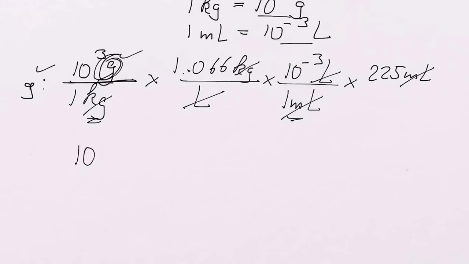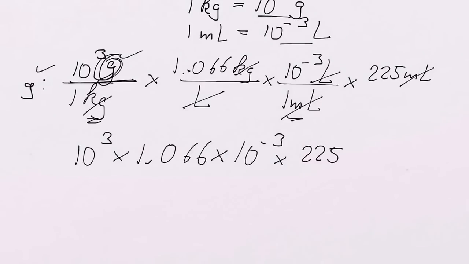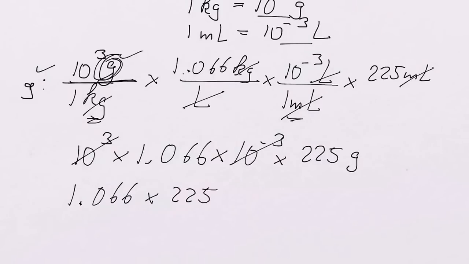So I've got 10 to the 3 times 1.066 times 10 to the minus 3 times 225 grams. Don't have to worry about anything in the denominator. Now conveniently 10 to the 3 and 10 to the minus 3 cancel each other out, and I am left with 1.066 times 225 gram, and again you can calculate that yourself.